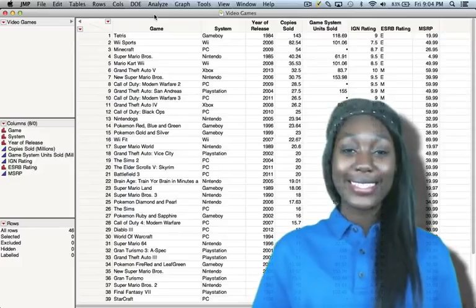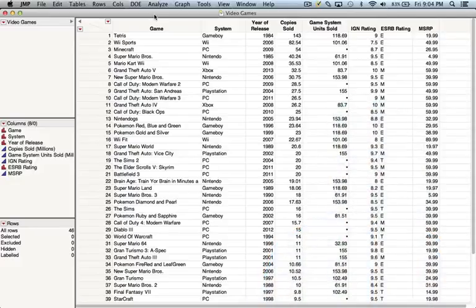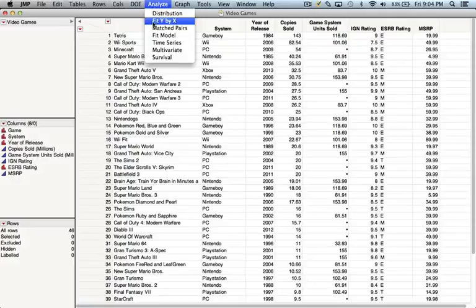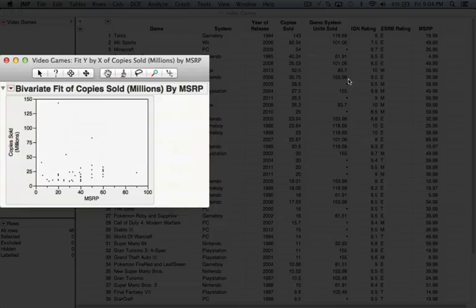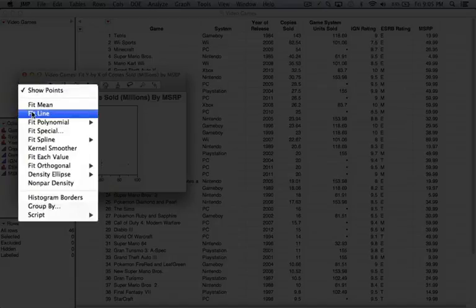So let's begin. Let's go to Analyze, Fit Y by X, and place copies sold millions into the Y response box and MSRP into the X factor box, and click OK. Now that we have our graph, let's fit a line to it. Click on the red triangle by bivariate fit and select Fit Line.